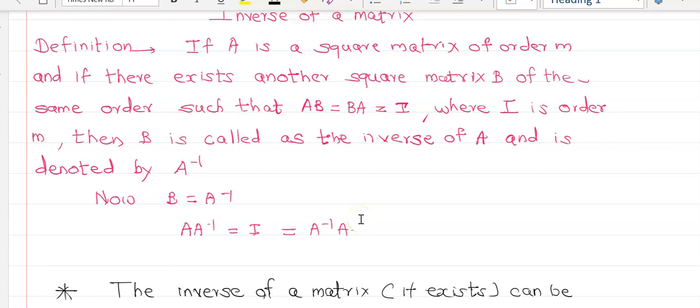Actually, what is meant by the inverse? Suppose you have the number 5. Its multiplicative inverse is 1 by 5. 5 into 1 by 5 equals 1. The same thing is here for the matrix: A into A inverse equals I, where I is the identity matrix. The order of the identity matrix depends on the order of the matrix A.